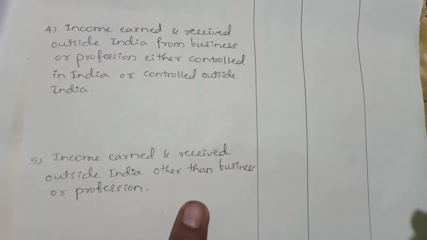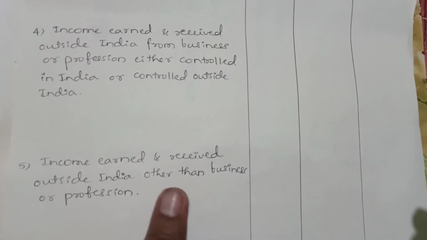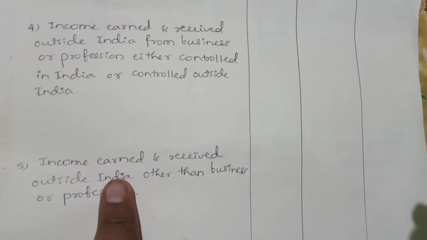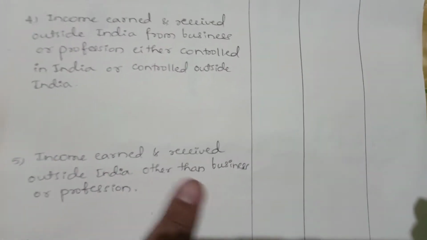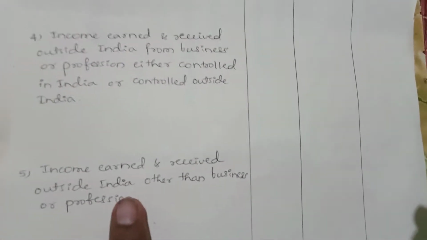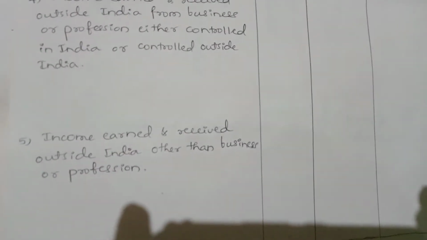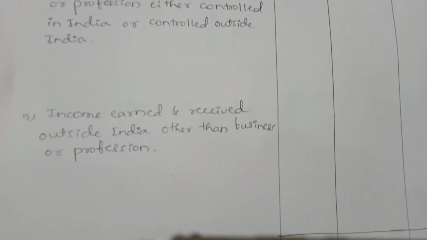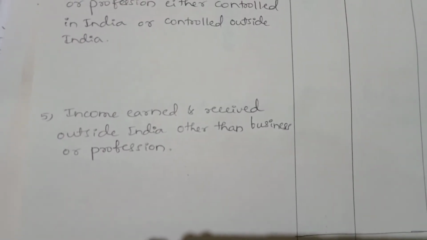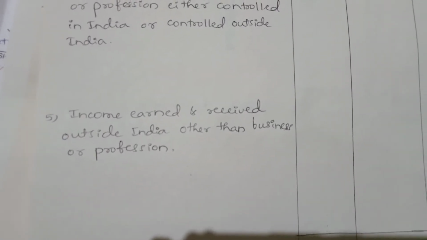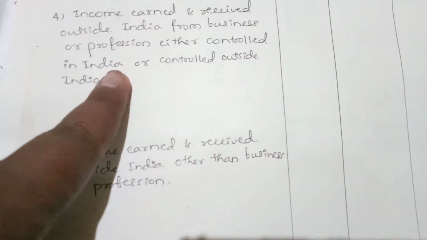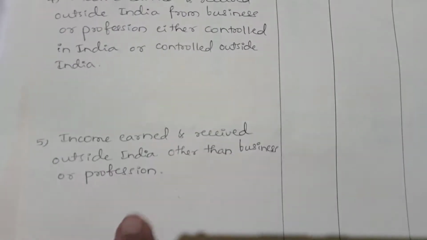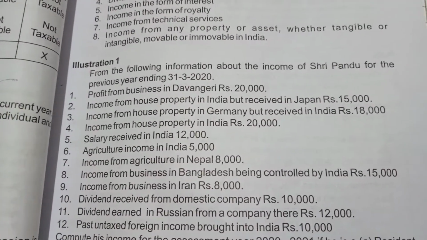Agriculture income should not fall under the business or profession. That is why if the income is earned outside India apart from business or profession, that is the agriculture income, because agriculture income is going to be earned in a country like Nepal. That is why it is not an income from the business or the profession. That is why I am not going to write this income here. I am going to write the income here only. That is why I am going to write income from agriculture in Nepal rupees 8,000.